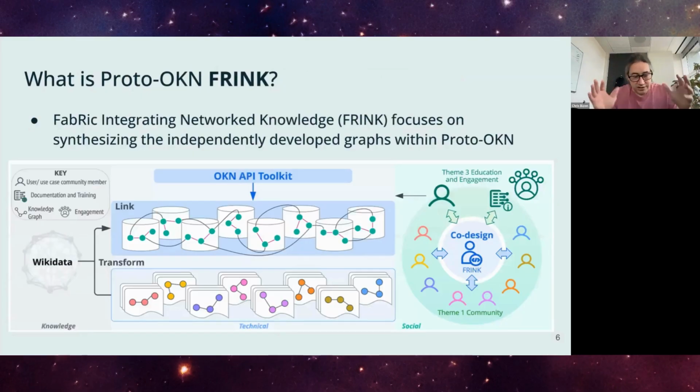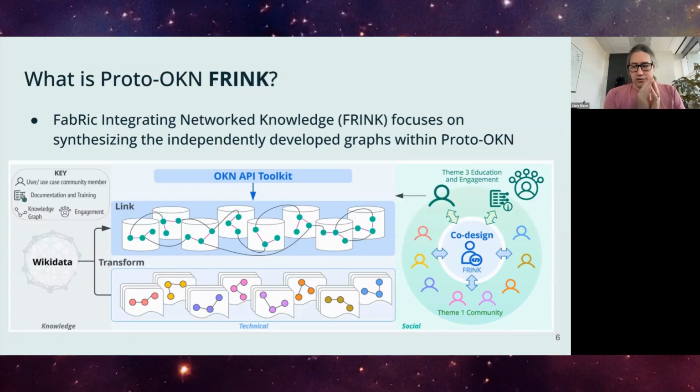Okay, so that's kind of the setup: knowledge graphs, what they are, why we care, what we want to do with them, what they're for. What is FRINK? Well, it stands for Fabric Integrating Networked Knowledge. So in the OKN project, there are many different teams, and most of those teams are involved in creating these knowledge graphs that I've been talking about.